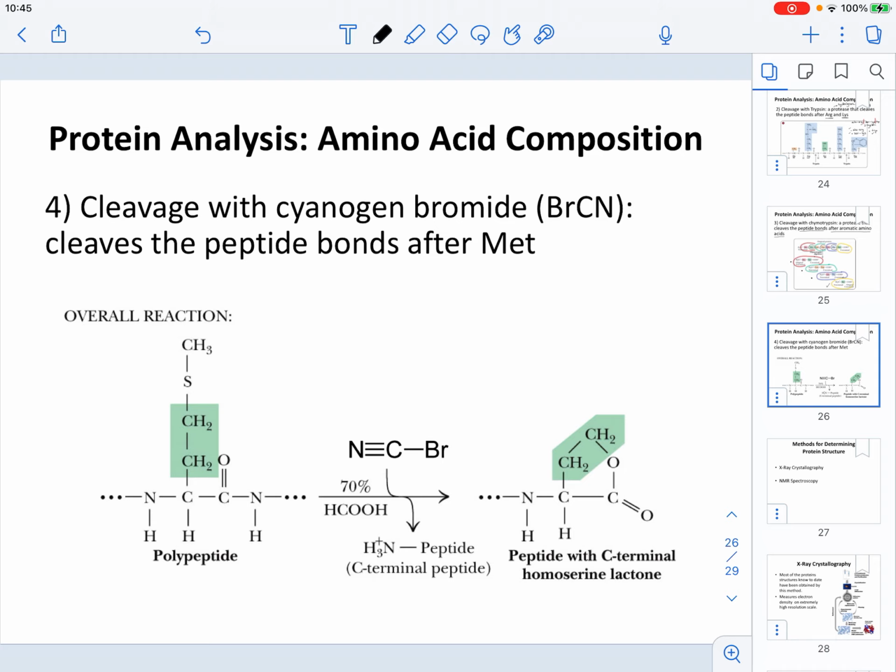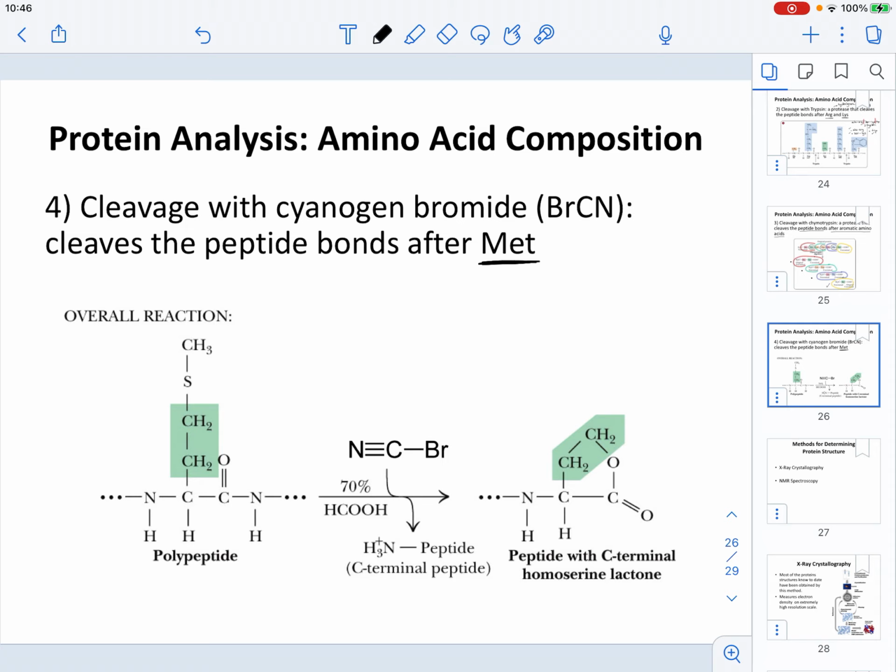So cyanogen bromide is a chemical tool that can be utilized for cleaving peptide bonds. Remember, all of these are just going to be allowing us to look at amino acid composition. So overall, understand that specifically cyanogen bromide is going to cleave the peptide bond after methionine. Now, before we saw that the reaction was hydrolysis, we were converting an amide to a carboxylic acid at that end, and then the other end will have an amino group.